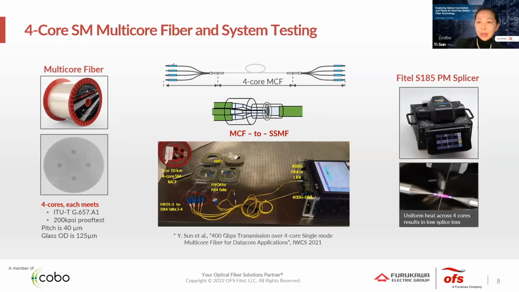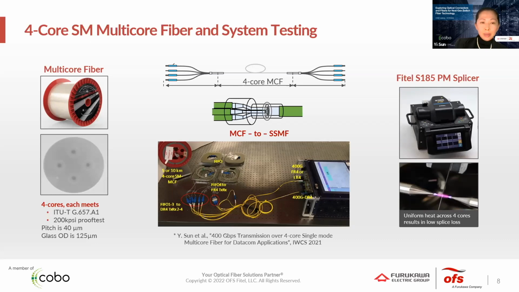And from here, three slides on the multicore fiber. So multicore fiber has several cores in one single cladding that promise improved density by a factor equivalent to the core number. Here is a single mode multicore fiber, four cores with a standard glass OD of 125 micrometers, that has the benefit of compatibility to use the same optical components and equipment developed for standard single mode fiber over the years.